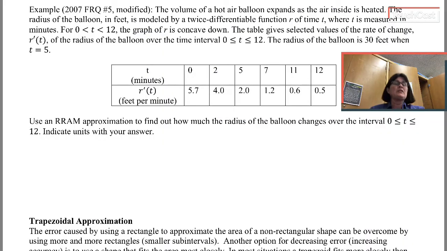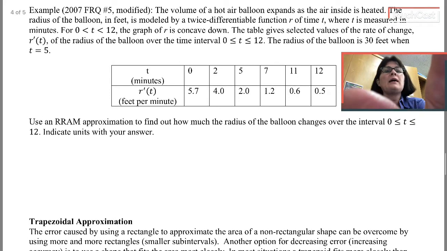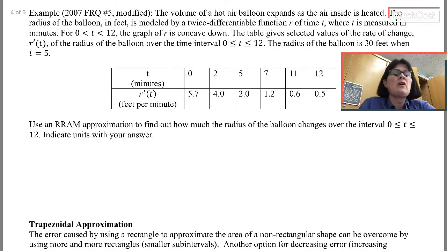Let's apply that same principle here. You might recognize part of this problem from your most recent test. If I have a hot air balloon expanding as the air inside heats up, the radius of the balloon, which I'm going to call r, is a function of the time. So how long the radius of the balloon is depends on how much time since you started heating it up. I know from 0 to 12, r is concave down, and the table gives selected values of r prime, the rate of change of r.